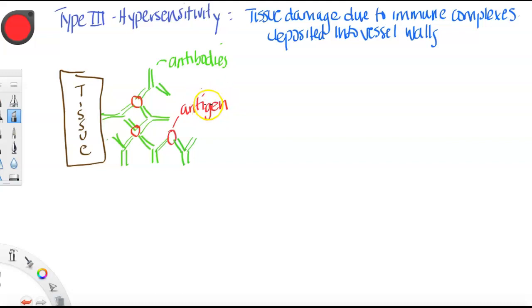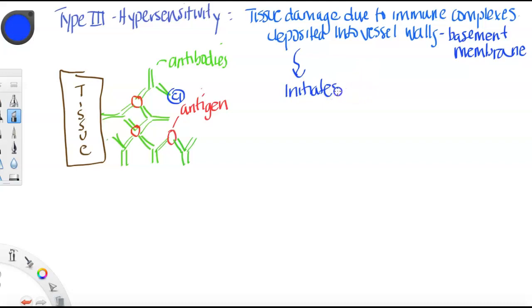Well, they do this within the blood system, so they float around the blood, and then they become deposited in the basement membranes of the vessels. So in the basement membrane. And that basically will initiate complement. So it initiates the complement cascade.